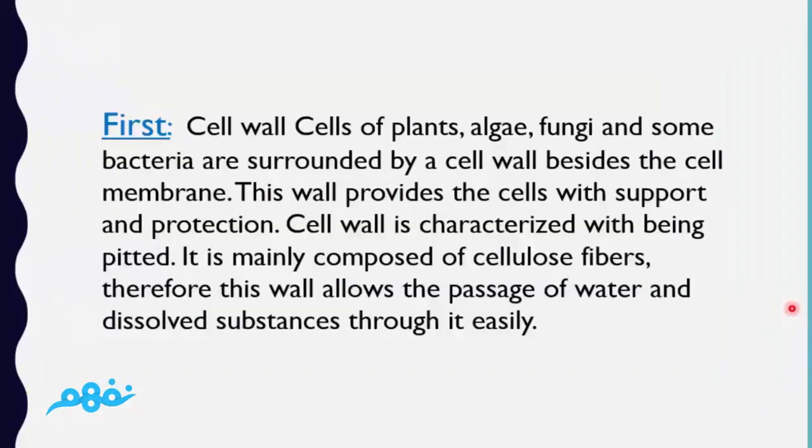First, we're gonna talk about cell wall. Cells of plants, algae, fungi, and some bacteria are surrounded by a cell wall besides the cell membrane. This wall provides the cells with support and protection, as we know. Cell wall is characterized with being pitted. It is mainly composed of cellulose fibers. Therefore, this wall allows the passage of water and dissolved substances through it easily to provide nutrition for the plant.